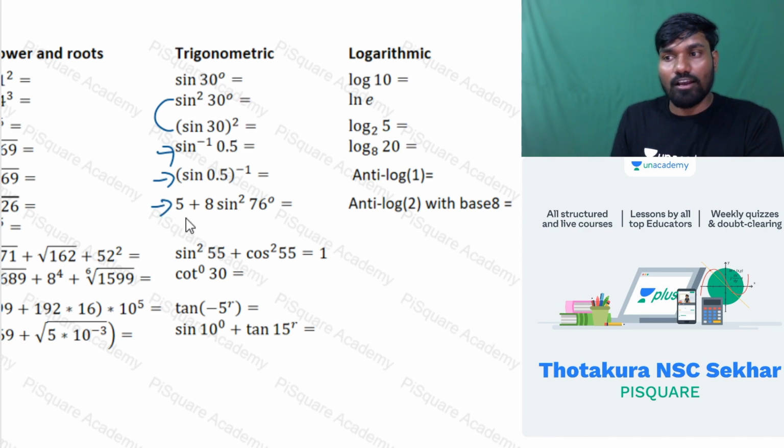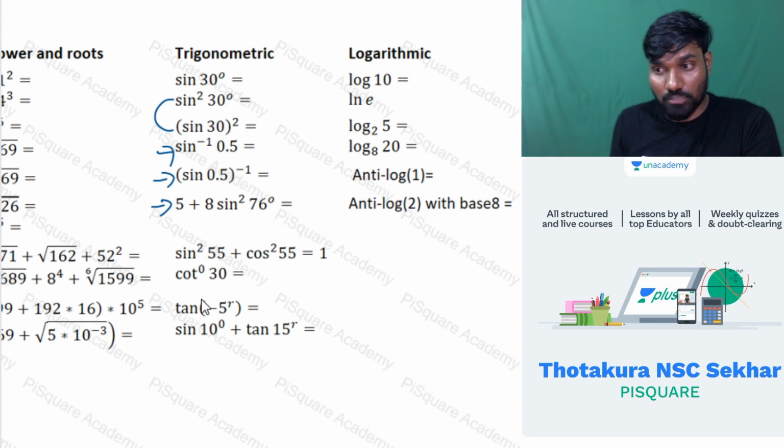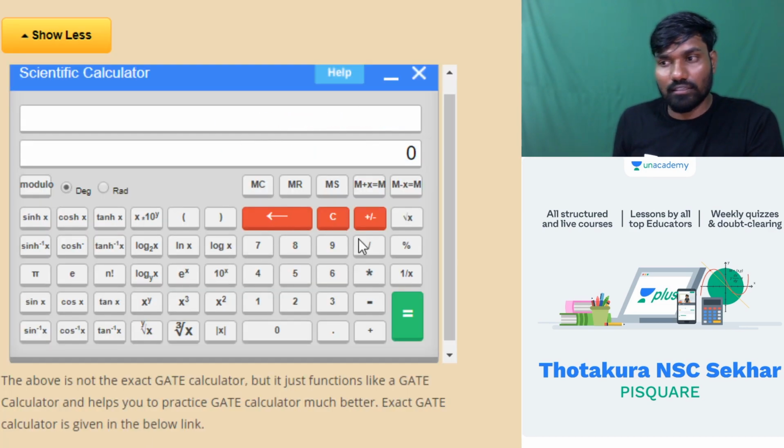Guys, somebody is asking. Now we should be careful with this. In the next ones, you should be careful. 5 plus 8 sine square 76. You go for clear first.